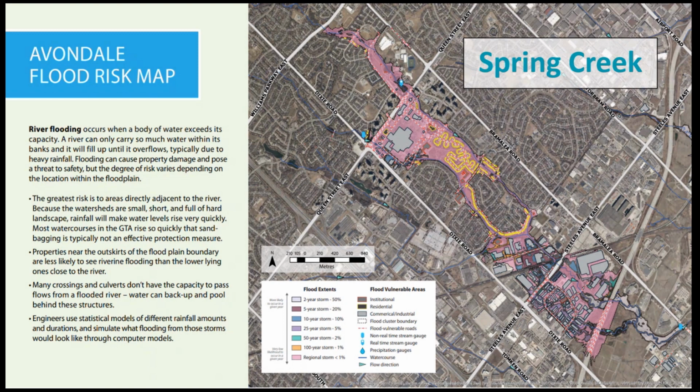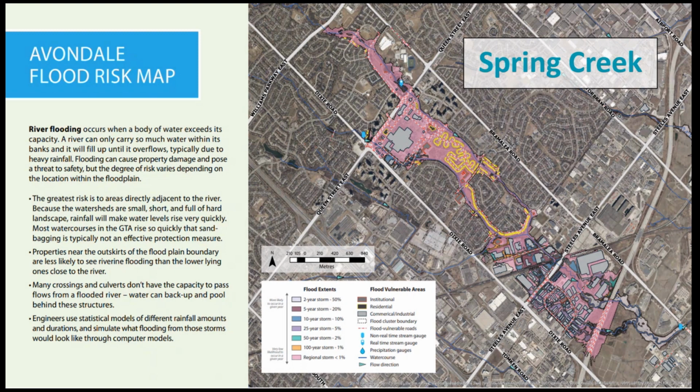A 2-year storm with a likelihood of occurring in a given year of 50%, a 5-year storm of 20%, 10, all the way down to a 100-year storm, or a regional storm event that is denoted by what has happened when CAs were first developed due to Hurricane Hazel. You can see the different flood vulnerable areas and the actual building outlines of what these different areas are.